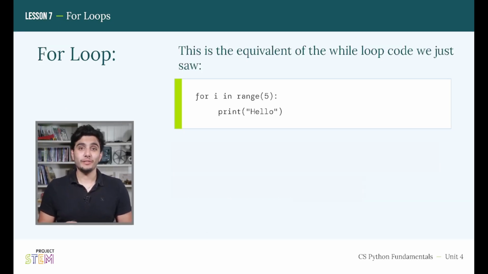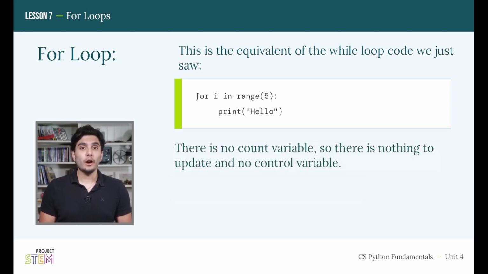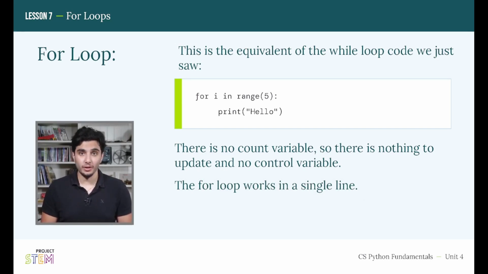This is the equivalent of the while loop we just saw, but as a for loop. You see, there's no count variable per se, and therefore nothing to update and no control variable either. Besides what lines we are executing in the loop, the for loop works all in just a single line. So let's break down the syntax of this for loop and what's happening here.